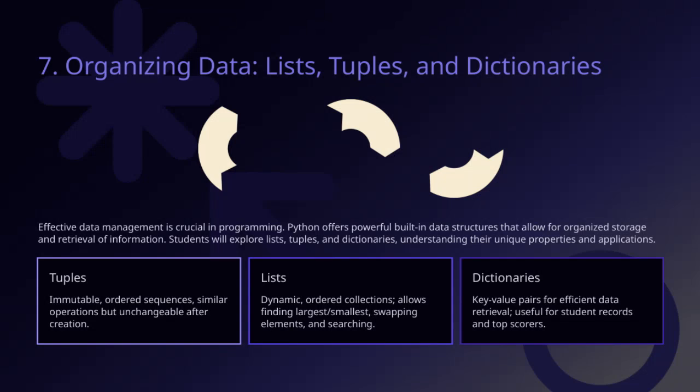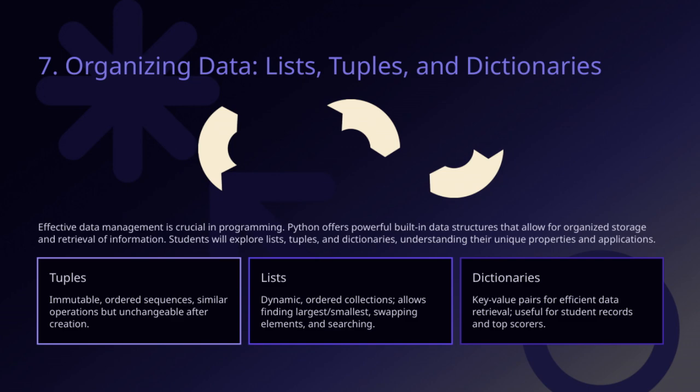Now, let's talk about dictionaries, which are key-value pairs that make data retrieval really efficient. They're especially useful when managing student records or identifying top scorers quickly. Dictionaries allow us to access data directly through keys, making the process fast and straightforward.